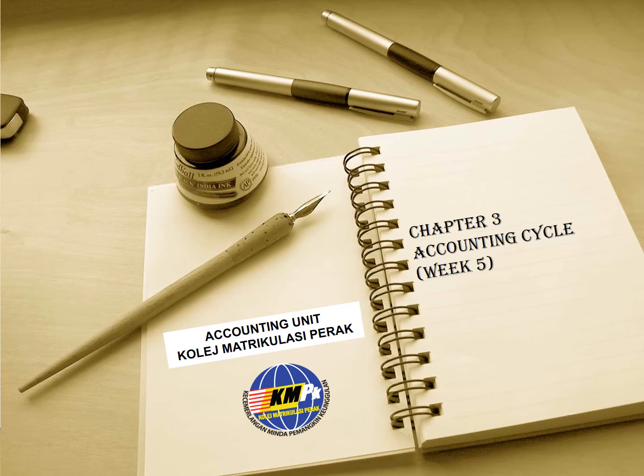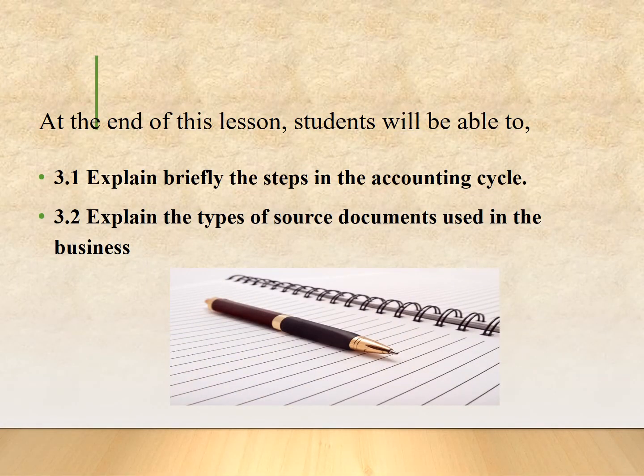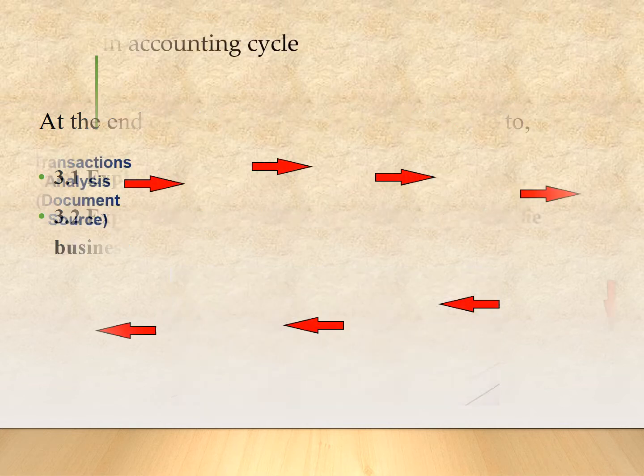Today we will learn about Chapter 3, the accounting cycle. Let's go. At the end of this lesson, students will be able to: 3.1 Explain briefly the steps in the accounting cycle. 3.2 Explain the types of source documents used in the business.